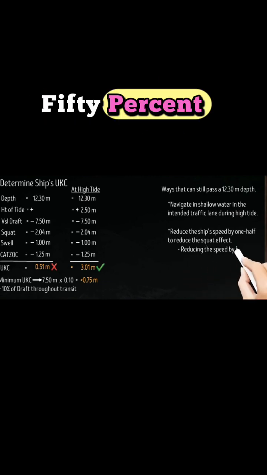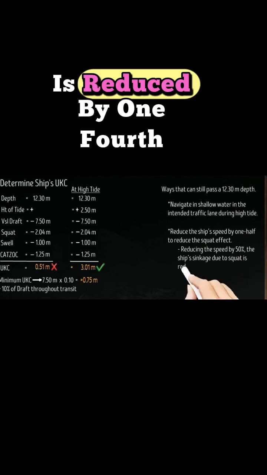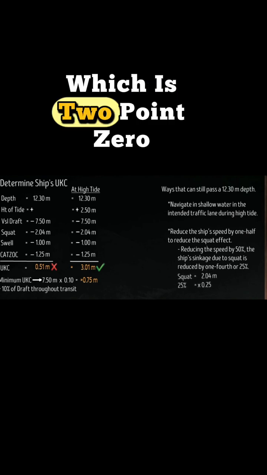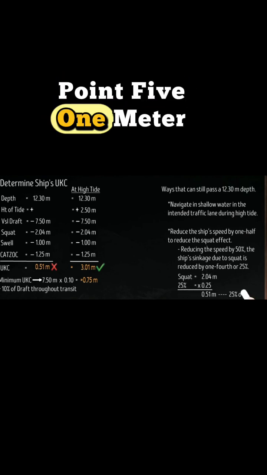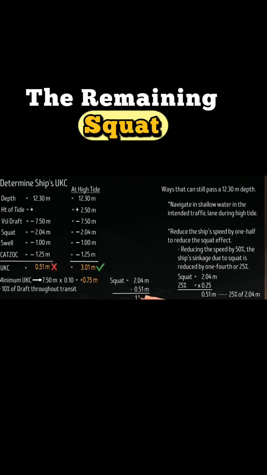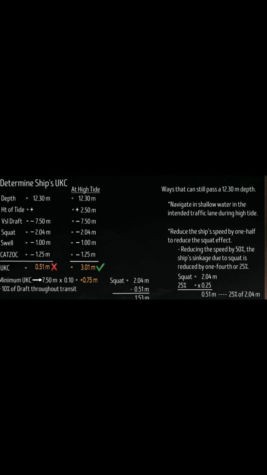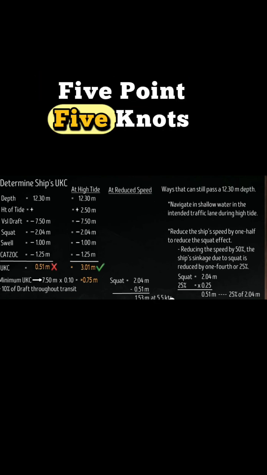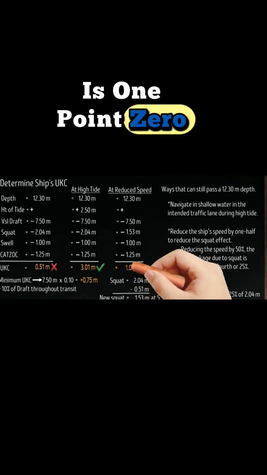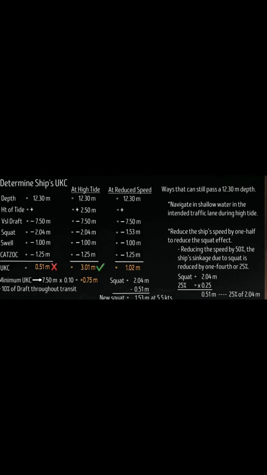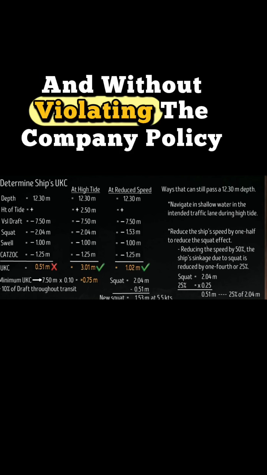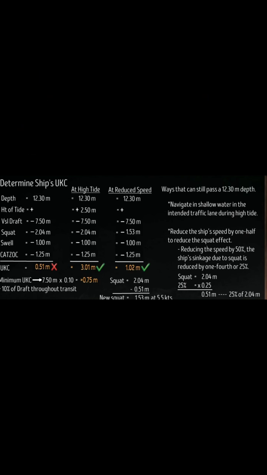The next option is to reduce the ship's speed by 1/2. Reducing the speed by 50%, the ship's sinkage due to squat is reduced by 1/4 or 25%. The 25% of the ship's squat, which is 2.04 meters, is 0.51 meter. Subtracting 0.51 meter from the ship's squat, the remaining squat is 1.53 meters. By reducing the ship's speed to 5.5 knots, the new squat is 1.53 meters and the ship's UKC is 1.02 meters. In this method, we can still pass a 12.3 meters depth sounding without waiting for the high tide and without violating the company policy for the minimum UKC requirements.